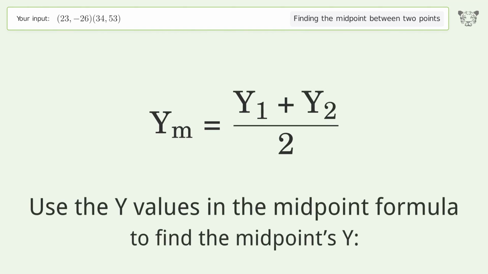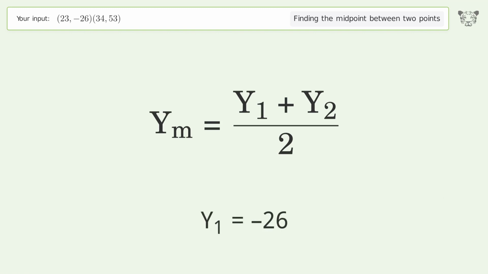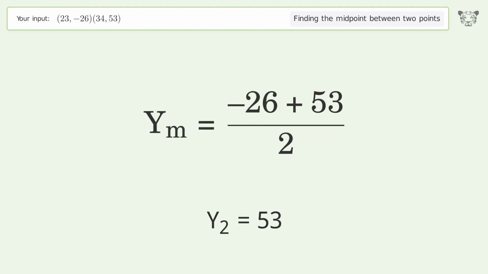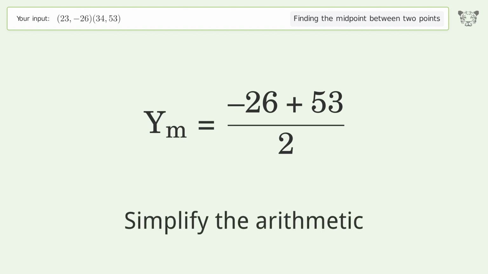Use the y values in the midpoint formula to find the midpoint's y. y1 equals -26. y2 equals 53. Simplify the arithmetic.